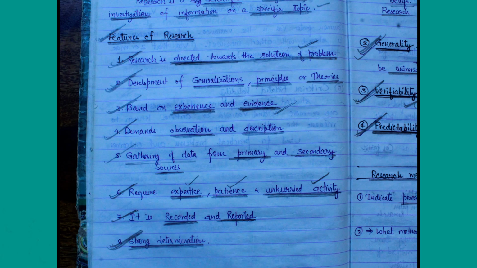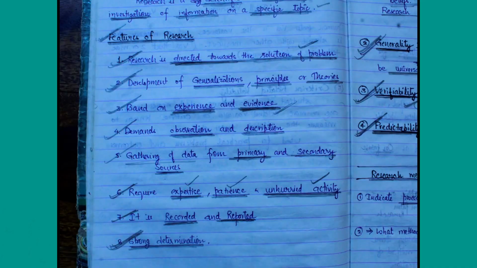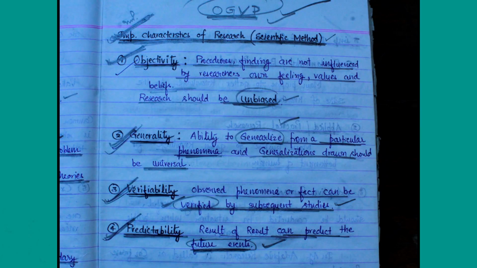So these are the features of research which you have to note down. And if a question comes, what is research? Define the characteristics of research. You can explain them in the ways which I have explained. Now this is very important. What are the important characteristics of research? Don't confuse: those were the features of research, and these are the important characteristics of research.